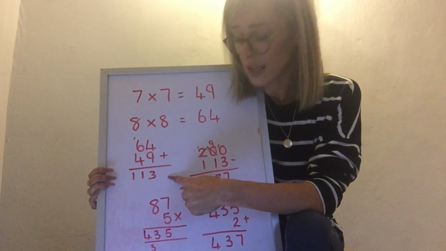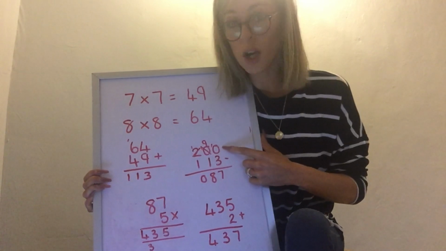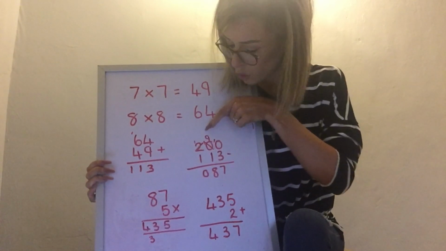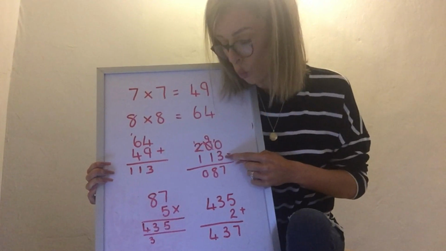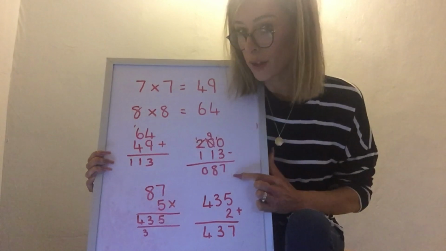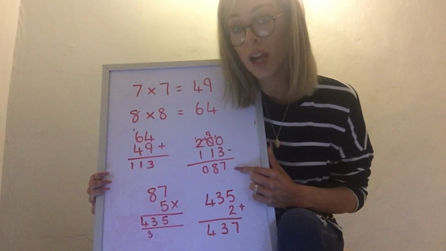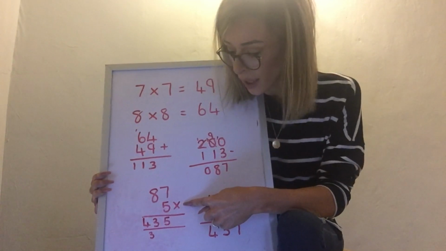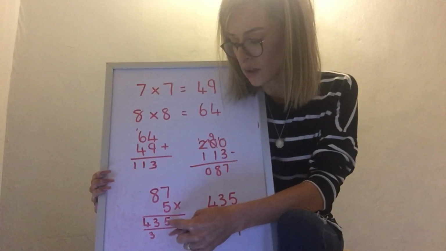So the next step was that I had to subtract from 200. Now this was quite tricky because I had to do lots of borrowing because I've got my placeholders here. So I did 200, take away 113, and I got the answer 87. And then I multiplied it by 5. Now we did this in our maths lesson the other day. And when I multiplied by 5, I did 5 times 7, which is 35.